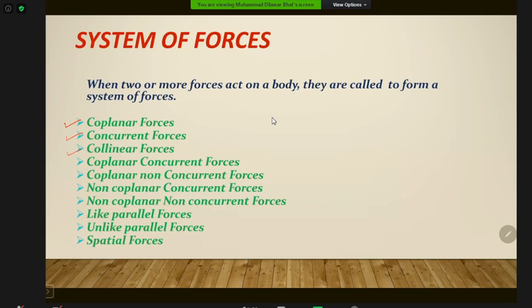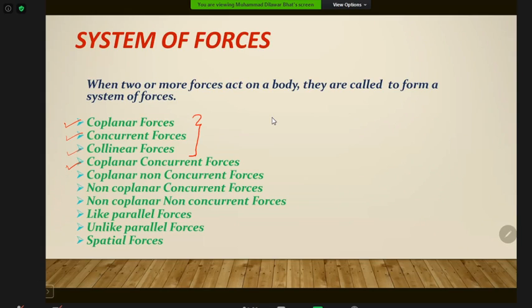These first three types of forces are the basis for the different formations of the forces. First one is coplanar, and then concurrent forces and collinear forces. And the fourth one is coplanar concurrent forces. That means it comprises two systems of forces, right? Which is coplanar and it is concurrent as well.